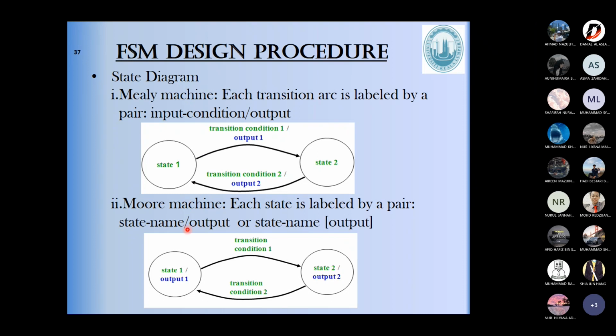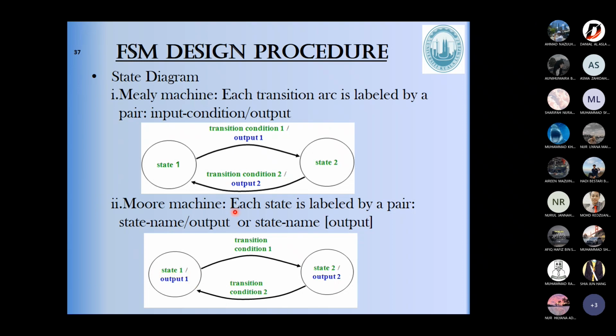So this is how you differentiate between Mealy and Moore. We use the Mealy. For a Mealy machine, each transition arc is labeled by a pair: input condition and then output. Okay, transition condition 1 / output 1. This is state 1 and 2. And this one is transition condition 2 and then output 2. For a Moore machine, each state is labeled by a pair, state name / output. So state 1 / output 1.